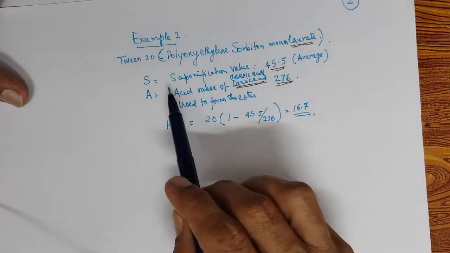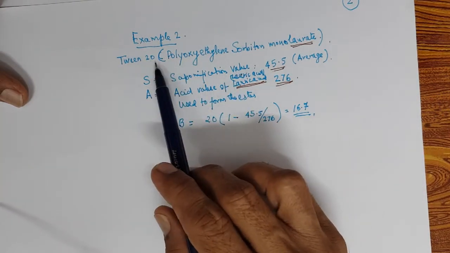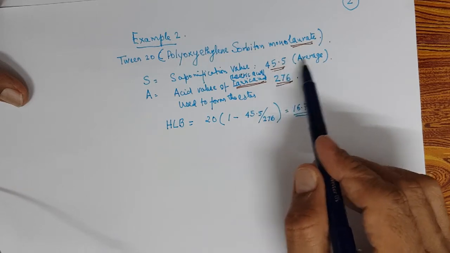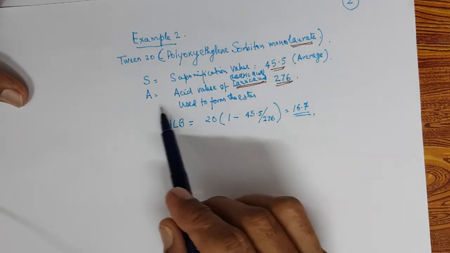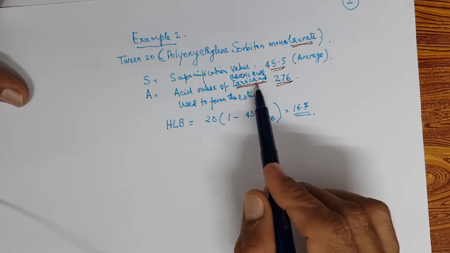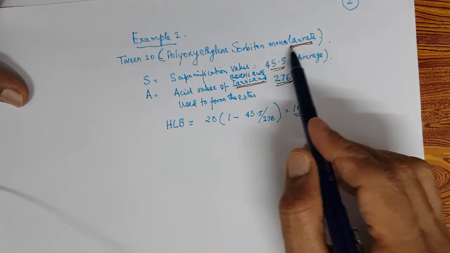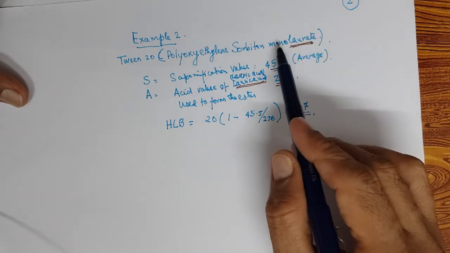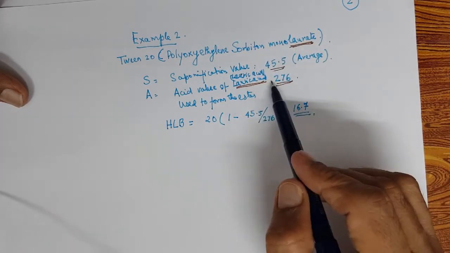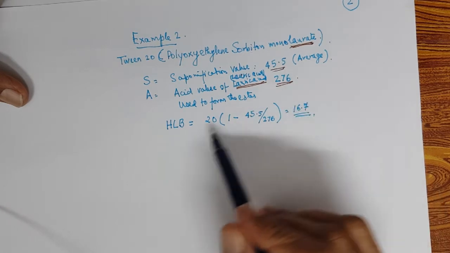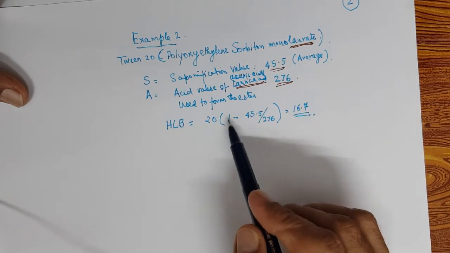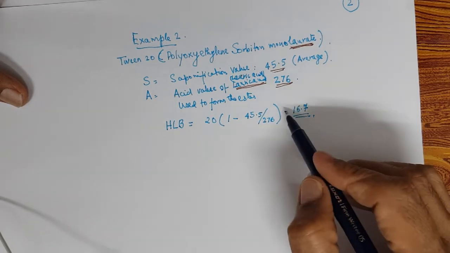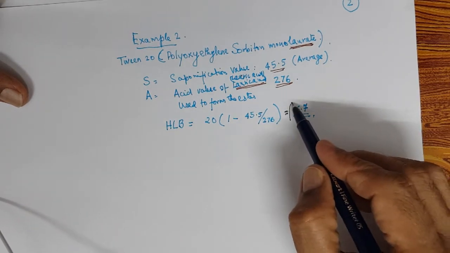Understood? The saponification value of Tween 20 is 45.5 average. A is the acid value of lauric acid. Laurate is there, no? To form this laurate ester, you have to use lauric acid. So lauric acid is 276. So HLB is equal to 20 into 1 minus 45.5 by 276, that is equal to 16.7.